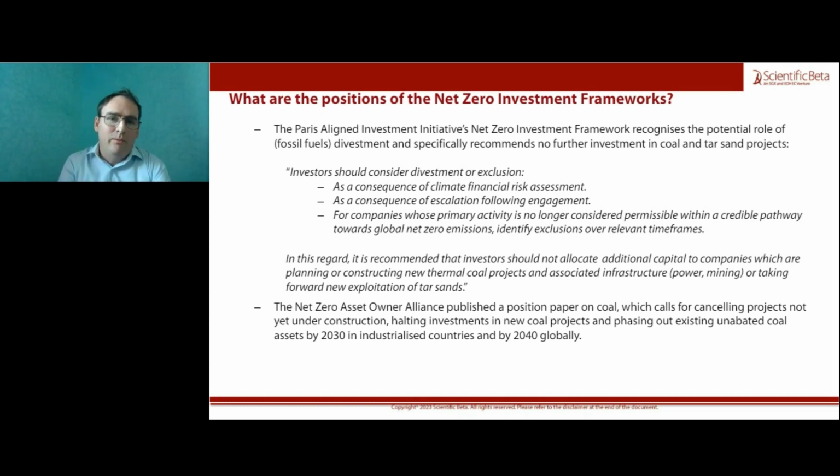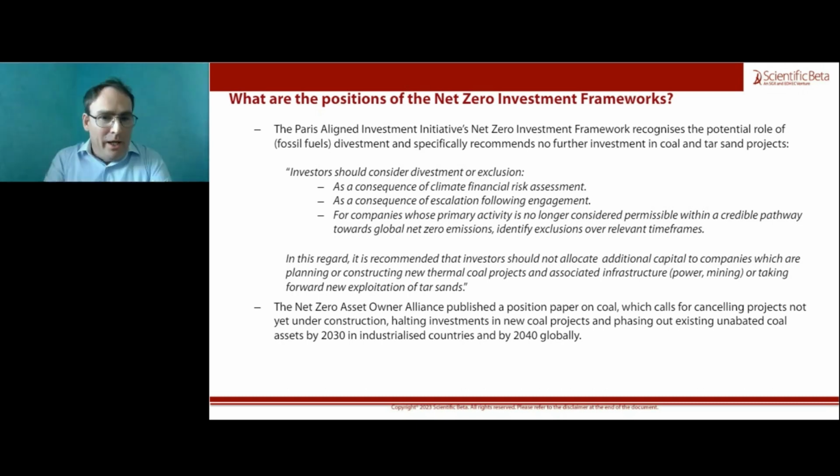The second argument they use in favor of exclusion is a financial risk assessment. So that is the stranding risk. And the third one is, as they call it, the consequence of escalation following engagement. So if you start engaging with a company and, for example, ask the company to change the technology or to sell off coal assets by a certain point in time, for example 2030 in developed markets and 2040 in emerging markets, and there is no action or no reaction from the company, that could be a good reason for divestment.